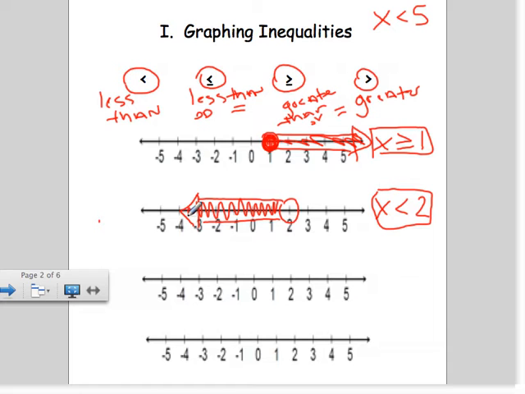Okay, stop the video here because on your paper I'd like you to graph these two inequalities. First, x is less than or equal to 3, and then x is greater than negative 2. Go ahead and graph those on your paper.